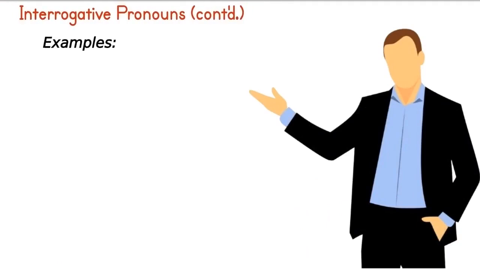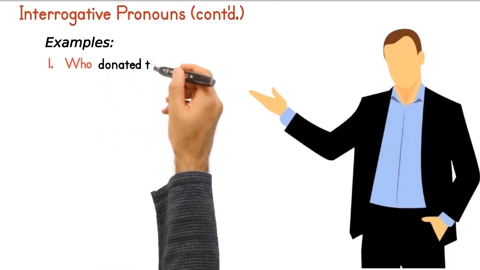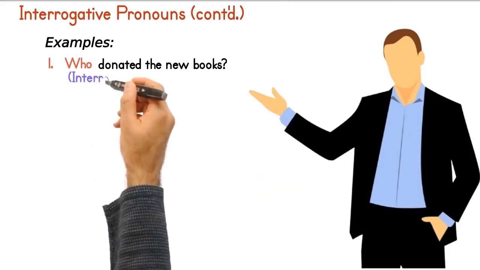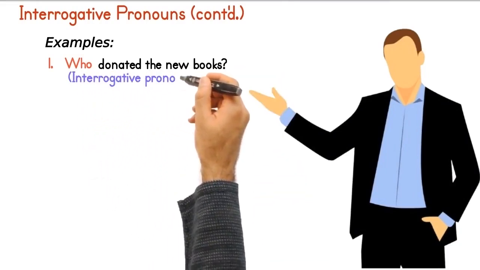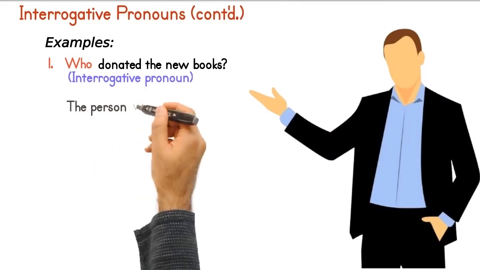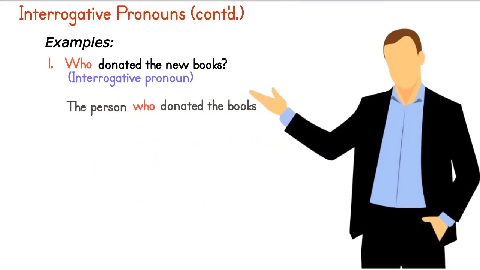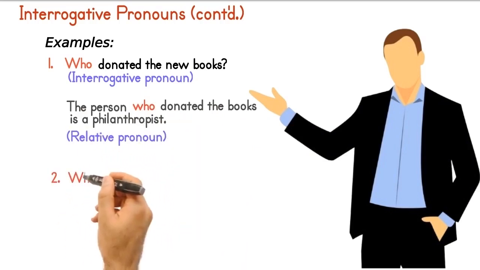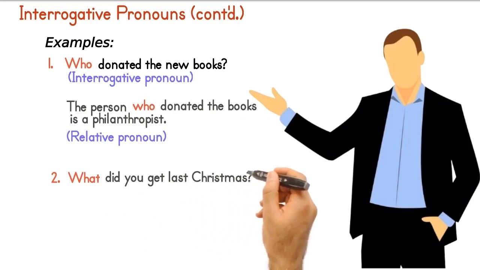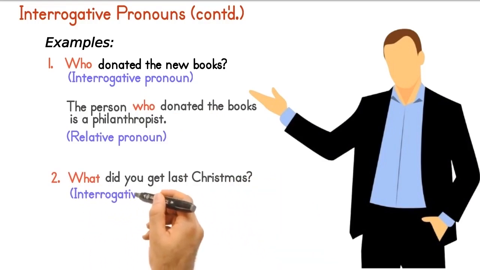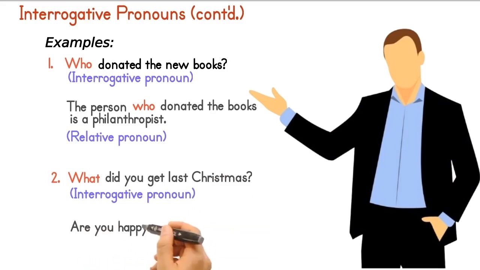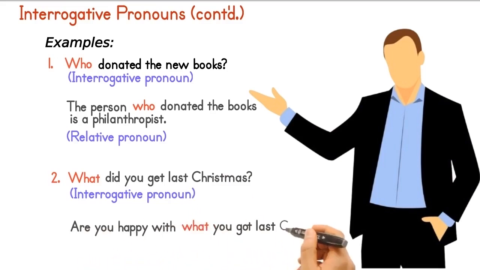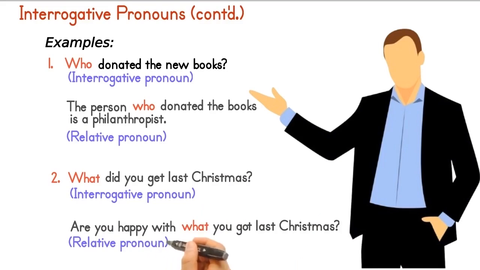Examples: Who donated the new books? In this example, the word who is used as an interrogative pronoun. Another example: the person who donated the books is a philanthropist. The word who is used as a relative pronoun. What did you get last Christmas? The word what is used as an interrogative pronoun. Are you happy with what you got last Christmas? The word what is used as a relative pronoun.